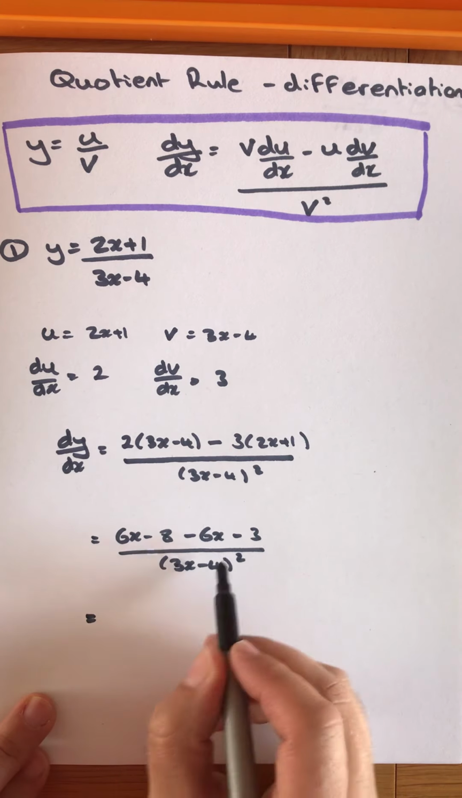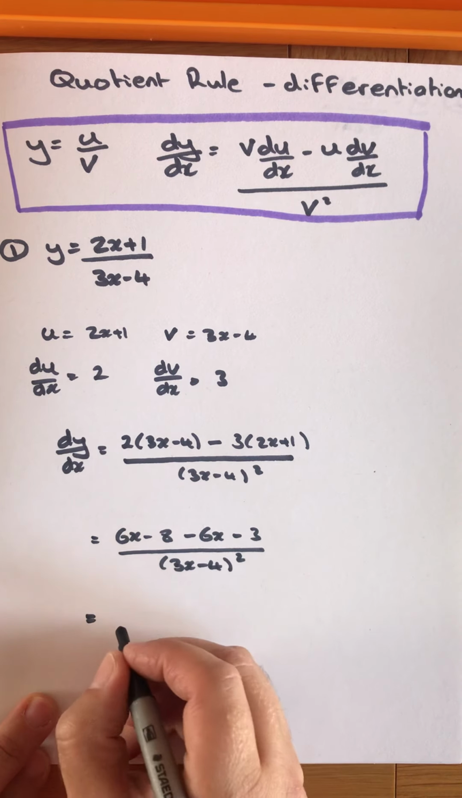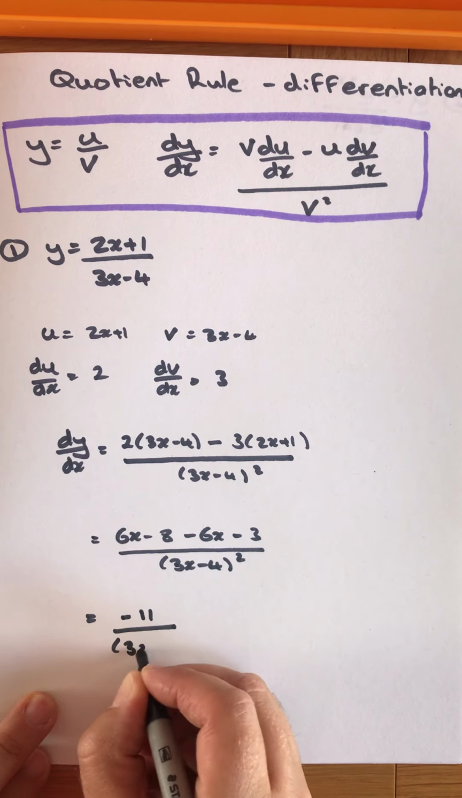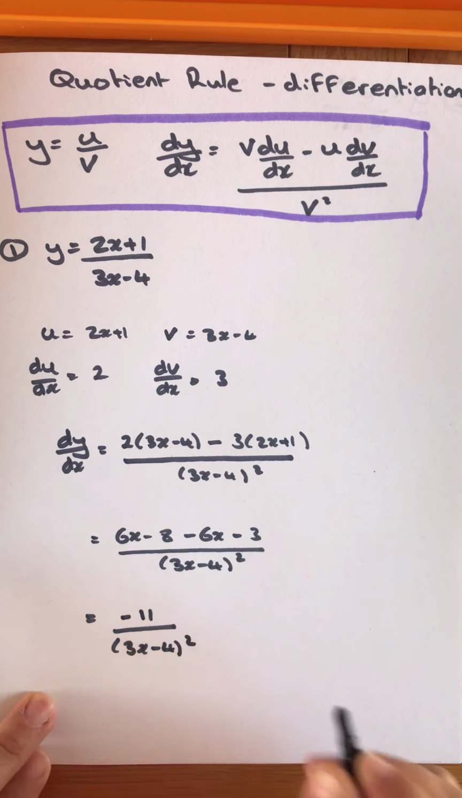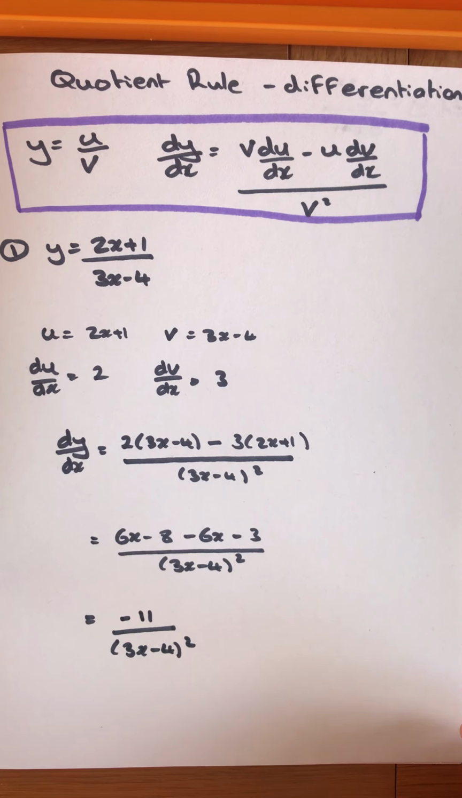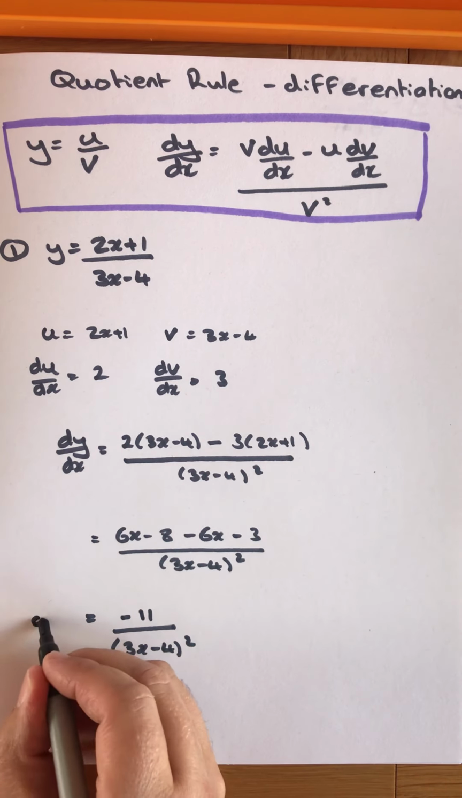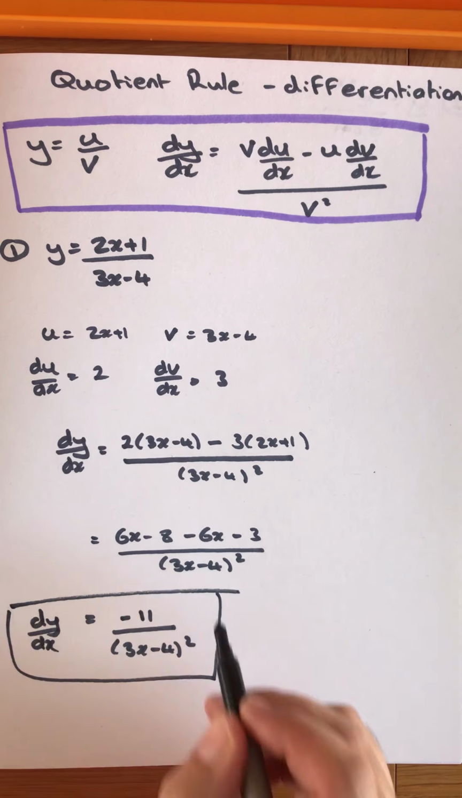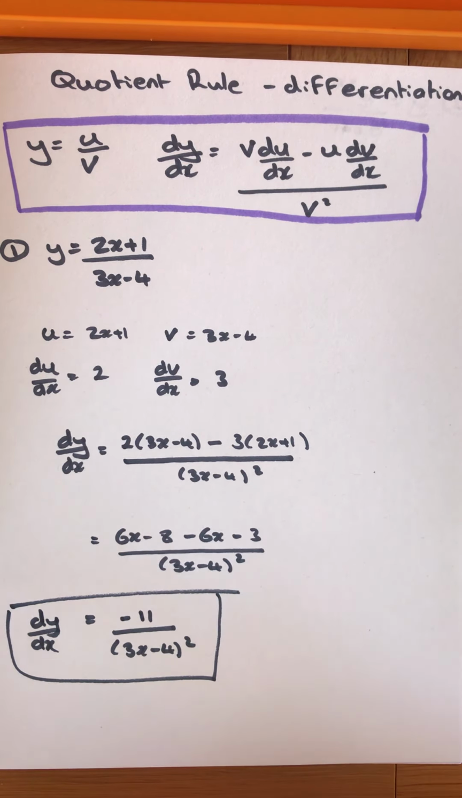And actually I've got a nice thing here, the 6x's cancel out. So my final answer is minus 11 over 3x minus 4 squared. So that's our first example done. I'll make sure I just put dy by dx next to it, just to highlight my answer.